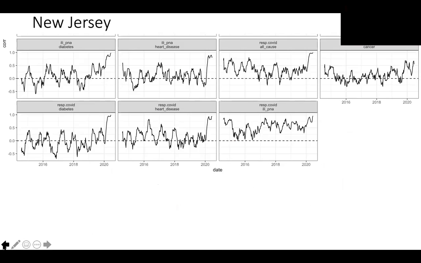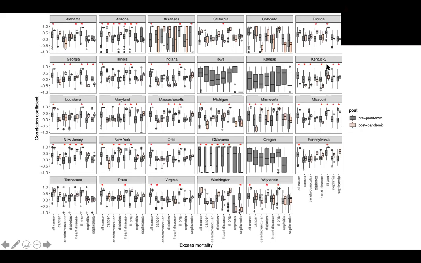The previous slide showed these in a graph format. This box plot shows which differences in the pre-pandemic correlation and post-pandemic correlation are actually significant. Those that are significant have been marked by red stars. For example, we see that for a lot of these causes, there is correlation in heart disease with respiratory COVID, as shown by the red star here. And if we take a look at, for example, New Jersey, there is correlation between all respiratory and COVID mortality with all-cause, cerebrovascular disease, diabetes, heart disease, and influenza.